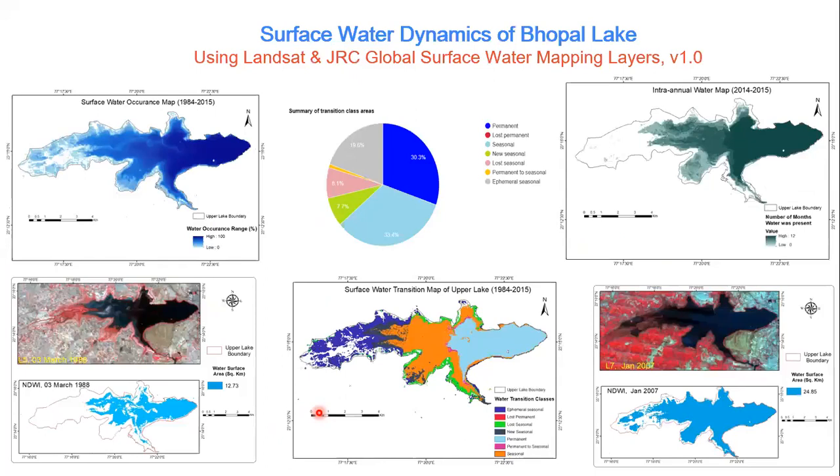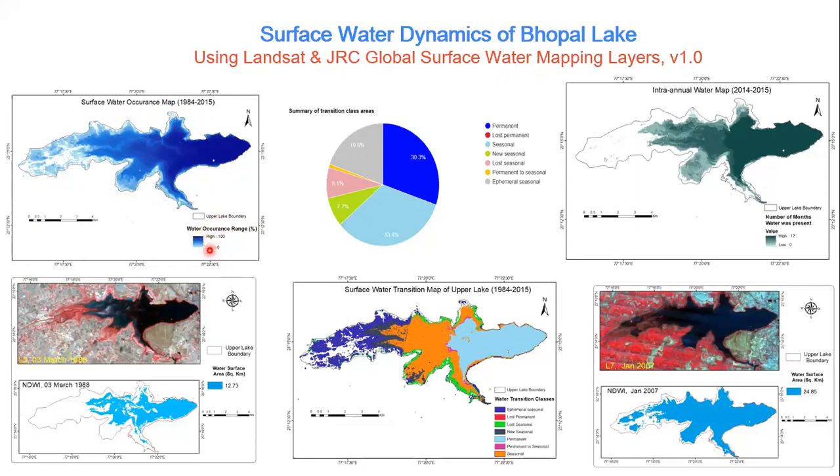Now, this is one more example which can be done either in Python or in JavaScript. Not only static information, you can perform some dynamic analysis also. In this case, I'm using the Landsat and JRC global surface water mapping data. I have done this on the Bhopal Lake. As you can see in this map, this is the surface water occurrence map of Bhopal Lake. This is the prime source of drinking water for the whole of Bhopal city, which has a population of approximately 20 lakh people.